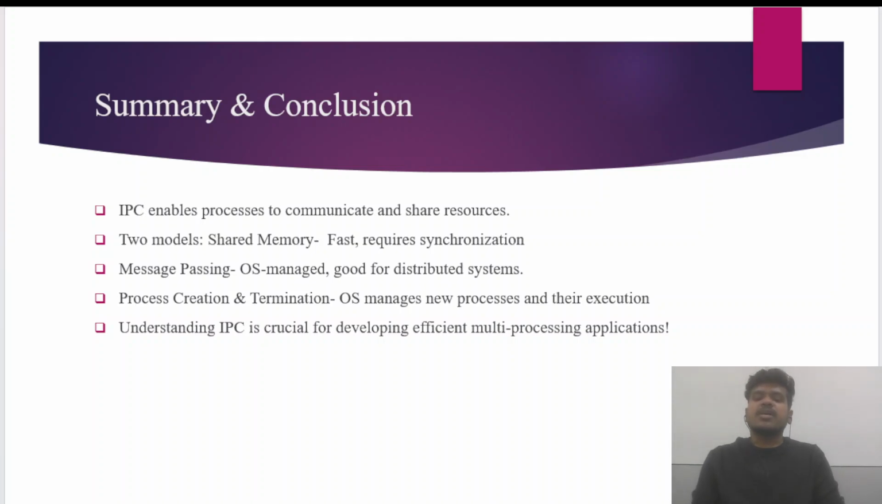So, to summarize, inter-process communication allows multiple processes to work together efficiently. The two main models are shared memory and message passing, implemented using mechanisms like pipes, message queues, and sockets. We also learned how processes are created and terminated in an operating system. Understanding IPC is crucial for software development.